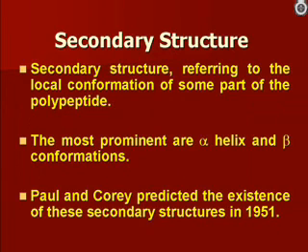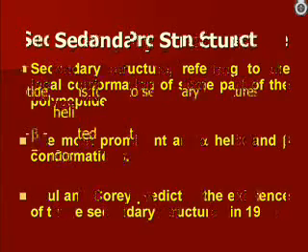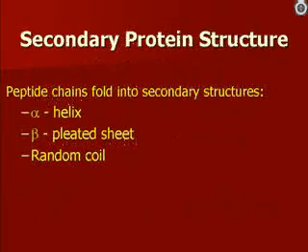Now the second level of conformation is the secondary structure. Secondary structure refers to the local conformation of some part of the polypeptide, and the two main types of secondary conformations are the alpha helix and the beta sheet, and the third one is the random coil. These structures were predicted by Pauling and Corey in 1951 using X-ray crystallography.